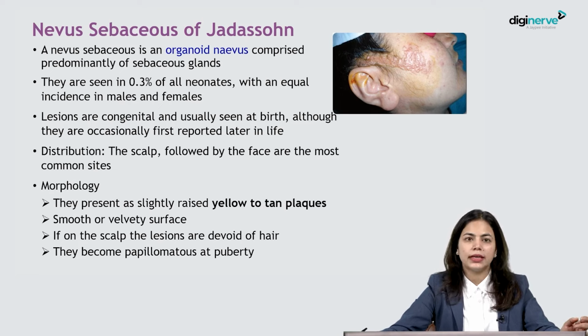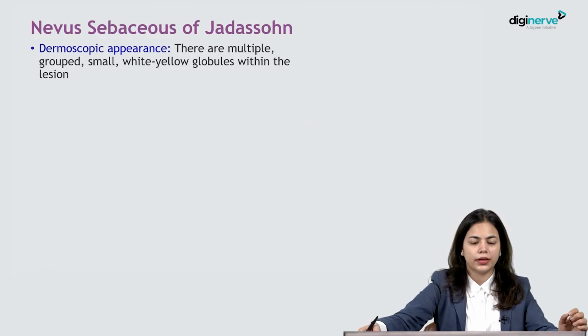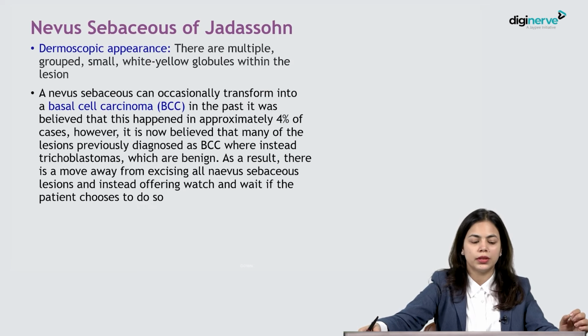They present as slightly raised yellow to tan plaques having a smooth or velvety surface. If they are on the scalp, they will be devoid of hair. And with age, or as the child attains puberty, the surface becomes papillomatous. Instead of being smooth, it becomes irregular. Now, dermoscopy helps here to identify it. There are multiple grouped small white-yellow globules within the lesion.